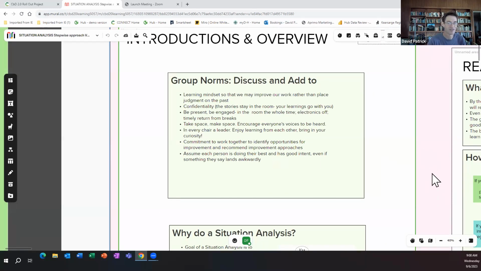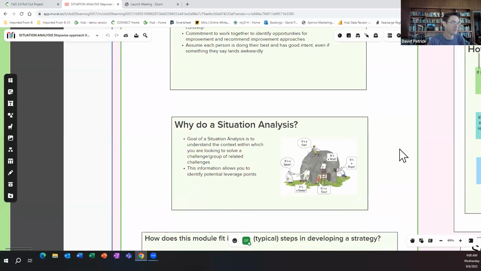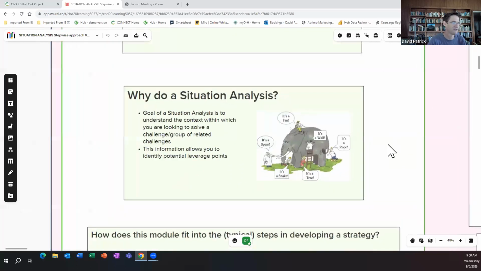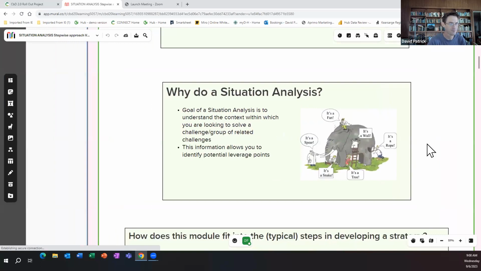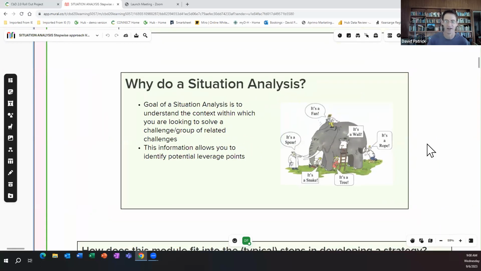The next part of the introduction then is pretty critical, and it's really why undertake a situation analysis. If you've never undertaken a situation analysis before, the goal is to create a simple model, a diagram that tries to capture a lot of complexity. Because what we're trying to describe here is the context within which you are trying to solve a particular challenge that relates to the mission of the Nature Conservancy. And we call that challenge our primary interest. It's the issue that brings you to the table.